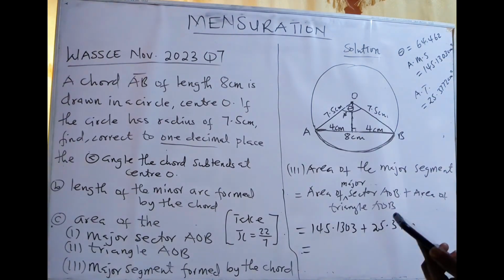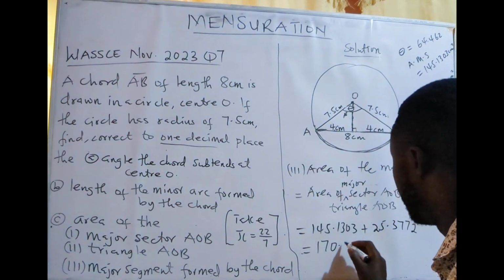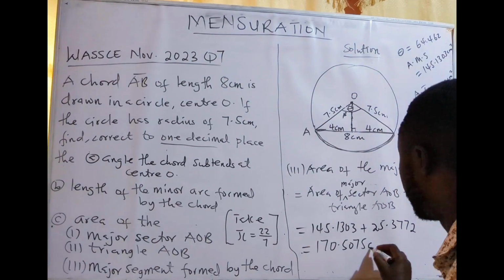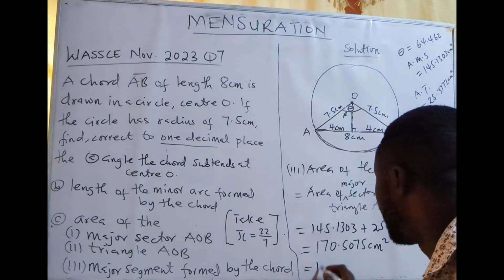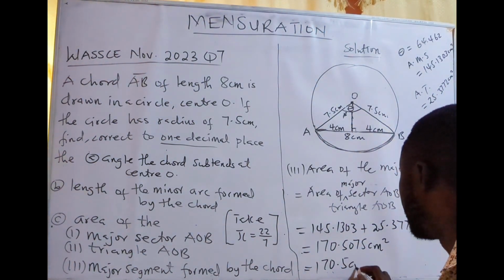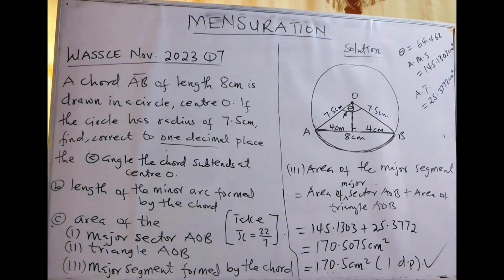So 145.1303 plus 25.3772, and that will give us 170.5075 centimeters squared. All right. However, we are asked to correct our answer to 1 decimal place. So that will be 170.5 centimeters squared. That is to 1 decimal place. Okay. So this is our answer.